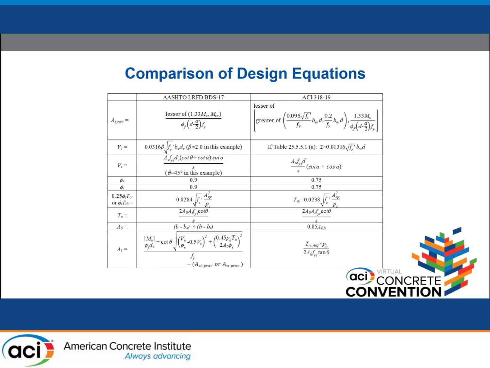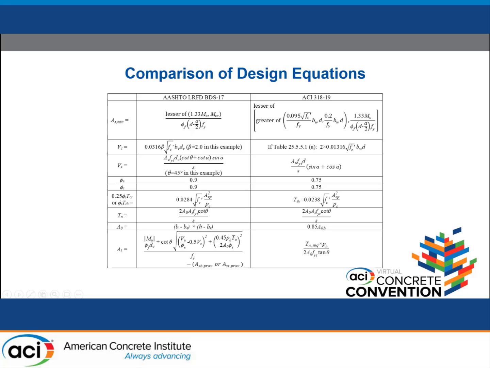when you look at this table, you want to be aware that in ACI, all the units for f'c and fy or fyt are in psi, while in AASHTO, f'c, fy, and fyt are in ksi. So we converted all the units to ksi. All the numbers shown in this table are in ksi. If we do that conversion, we can clearly see the difference between these two approaches.